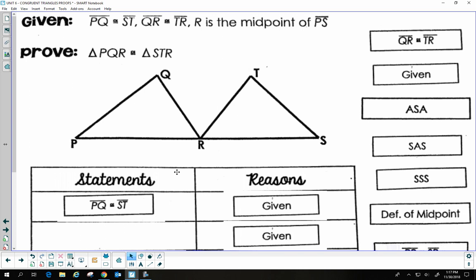So the first thing I always encourage you to do when you have some given information and you have some pictures is to mark up the pictures with the given information so we can create a picture that looks like something we've been dealing with. So it says that PQ is congruent to ST, so I'm going to mark PQ and ST. Then it says QR is congruent to TR, and so I'll mark those.